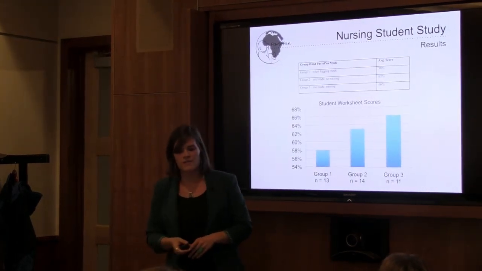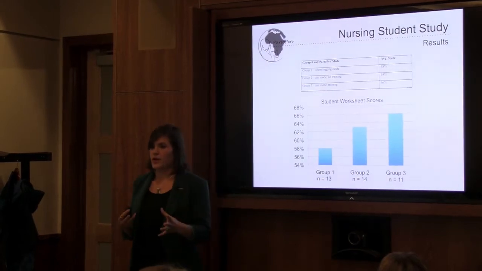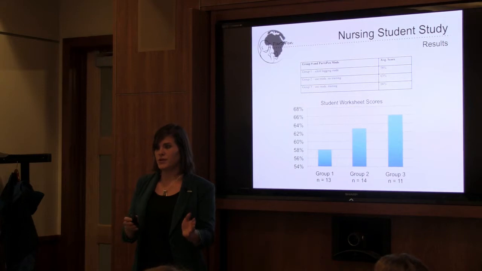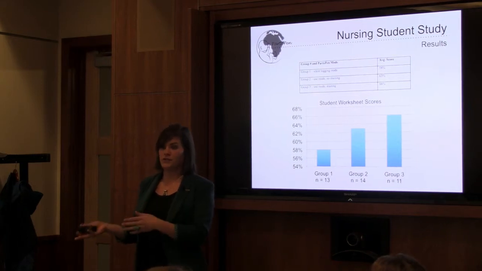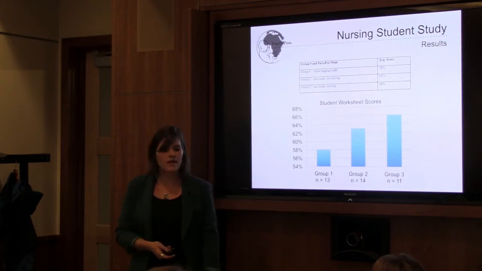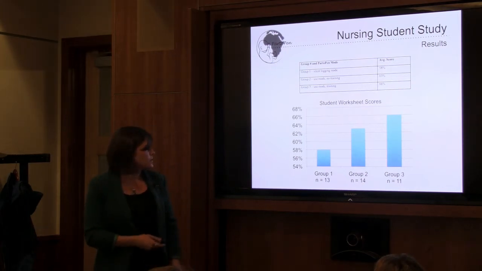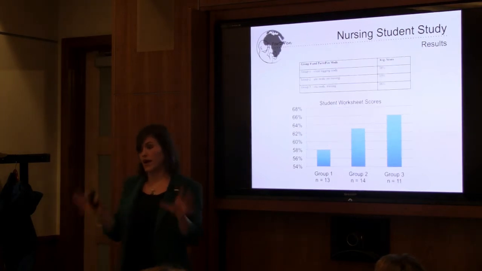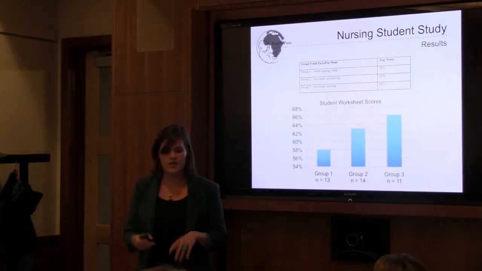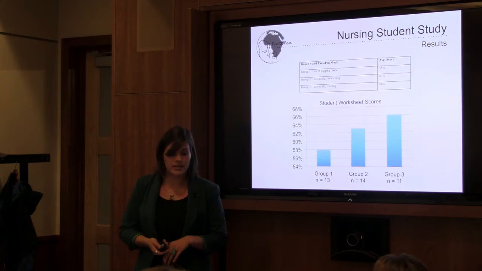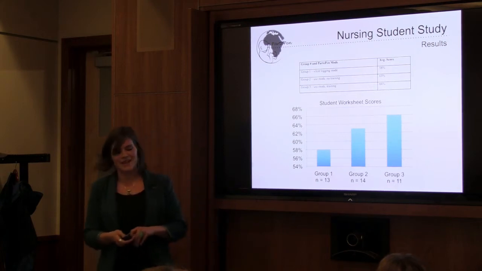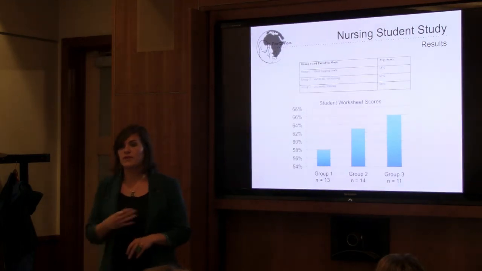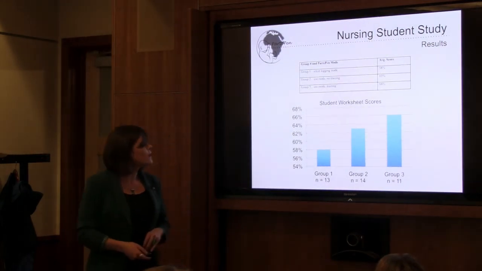What we found when we were evaluating the Partographs, and this was based on how the Partographs compared to our answer keys, how the Partograph should have been filled out for each particular patient, was that group 1 scored 58% on average over both case studies that they received, whereas group 2 scored 63%, and group 3 scored 66% on average. So there was improvement among the groups.